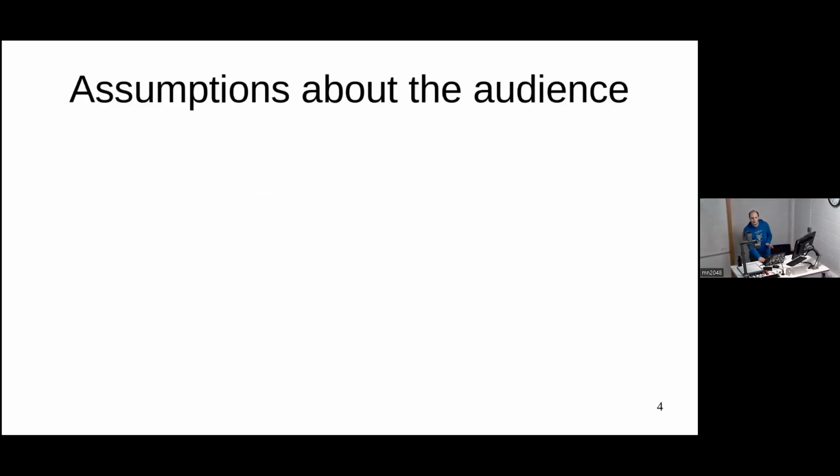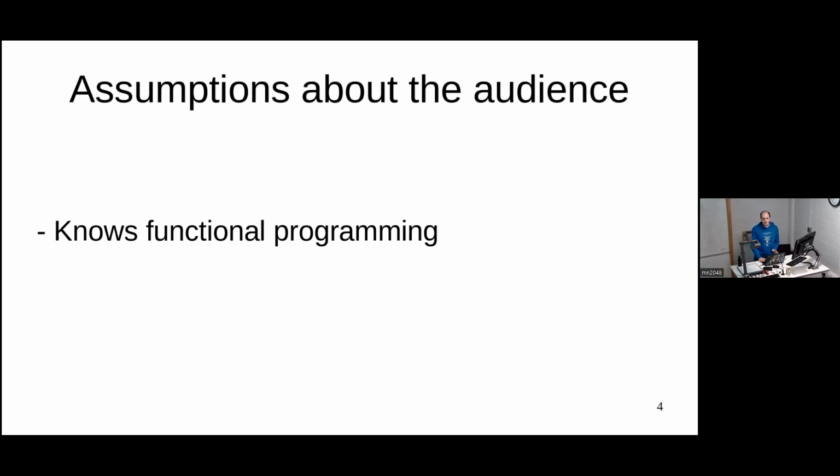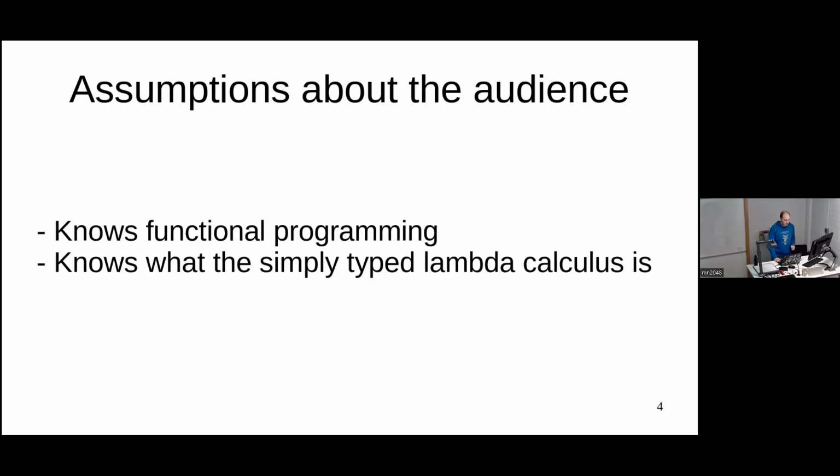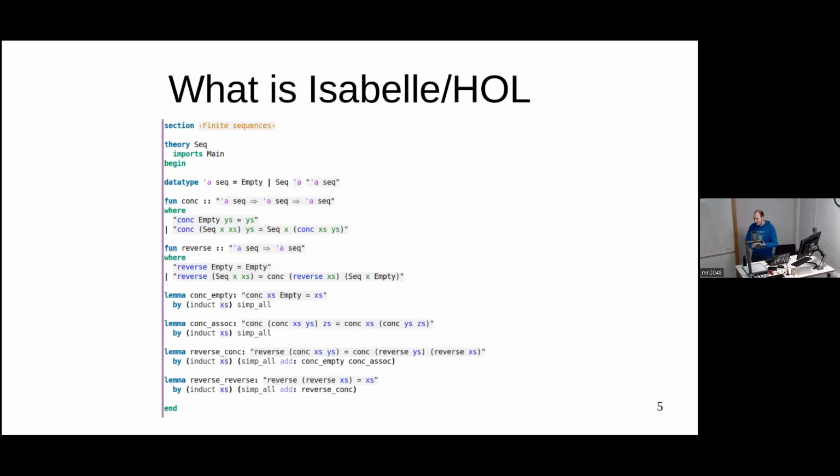So what do I assume you already know? I assume you know some functional programming, and I assume you know what the simply typed lambda calculus is, because it will be the guiding example later on. But other than that, you should not need to know anything. First of all, I'm doing this in Isabelle, which is a theorem prover. So what does Isabelle look like? This is Isabelle code. You can think of it as a functional programming language with extras.